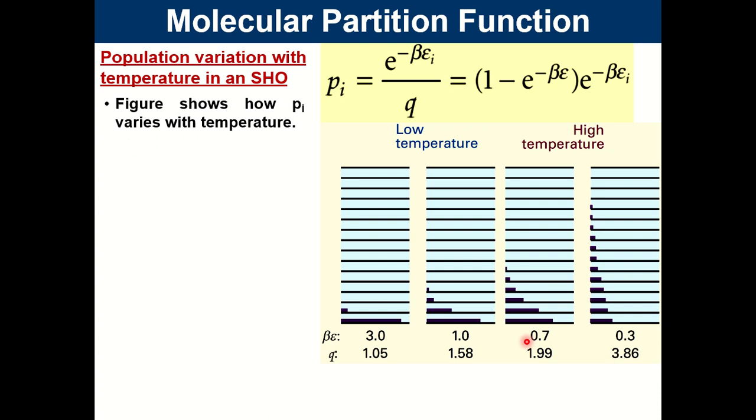So remember, the lower energy levels will always have a higher population, unless you go to infinite temperature, when all of them will be equal.